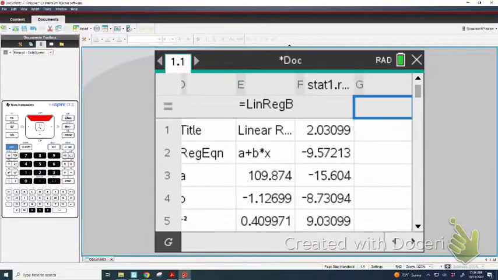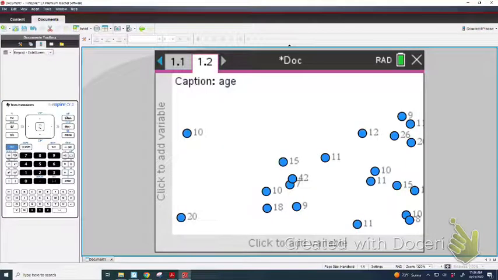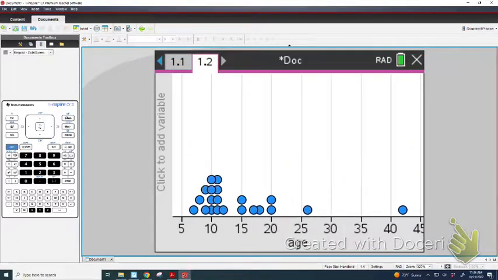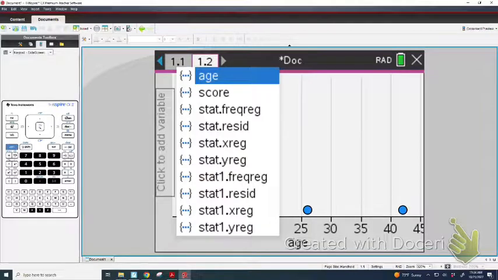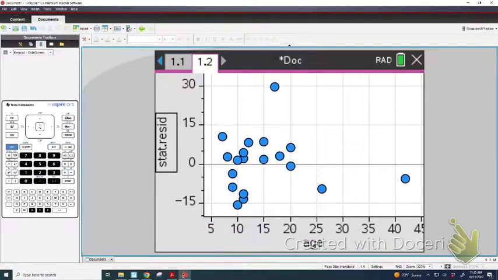But let's pull up the graph. So you got to go to your home screen. You open up a graph. Your x-axis needs to be the x variable, so age. And then your y-axis is your residuals. And you're ready to go. That's your residual plot.